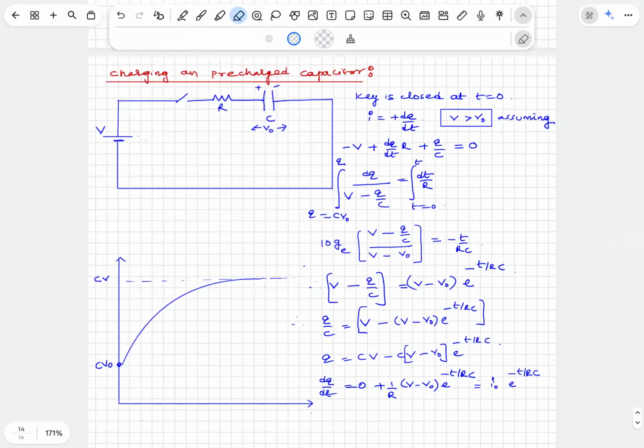This is coming under a case of charging a pre-charged capacitor, where there is further growth. Please go through this. If you have any doubt, please ask. When I am writing Q, what I am writing is the total charge on the plate. It's not excess charge, extra charge. Okay?